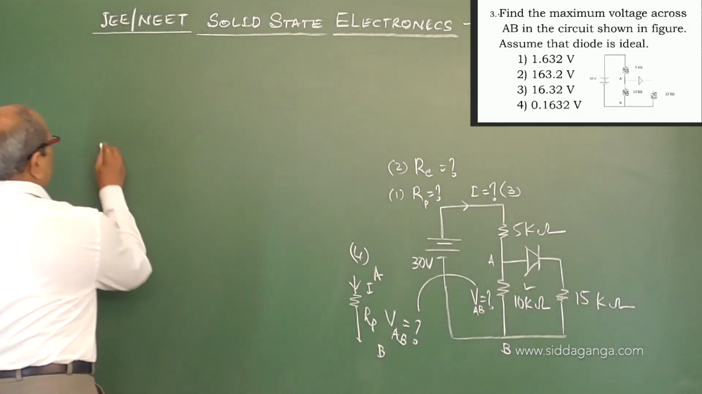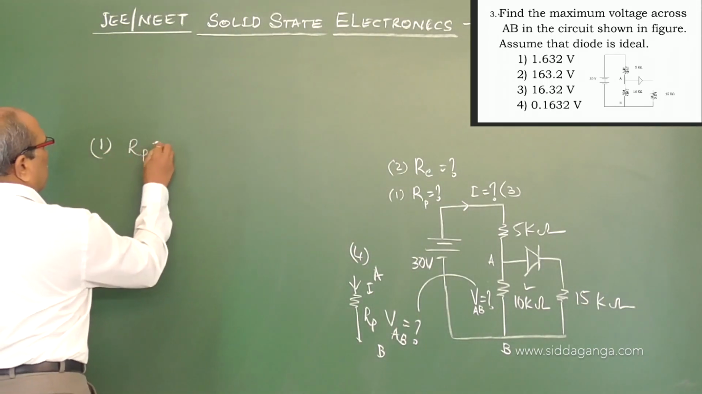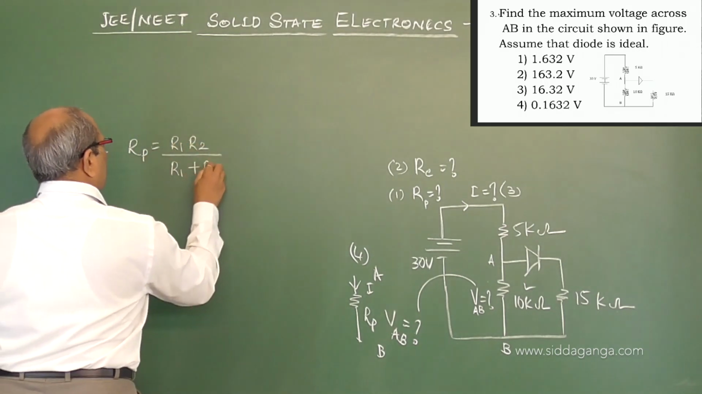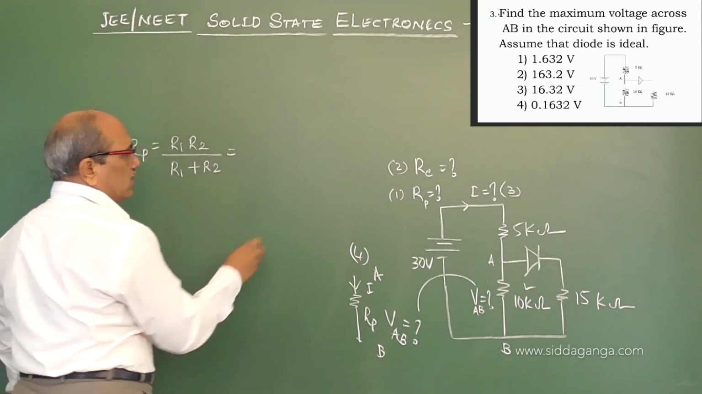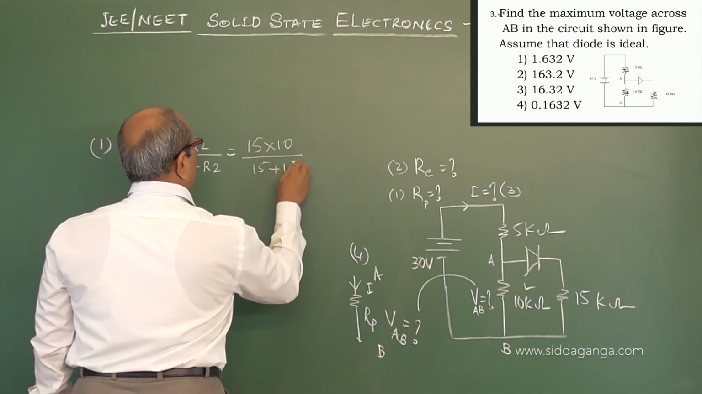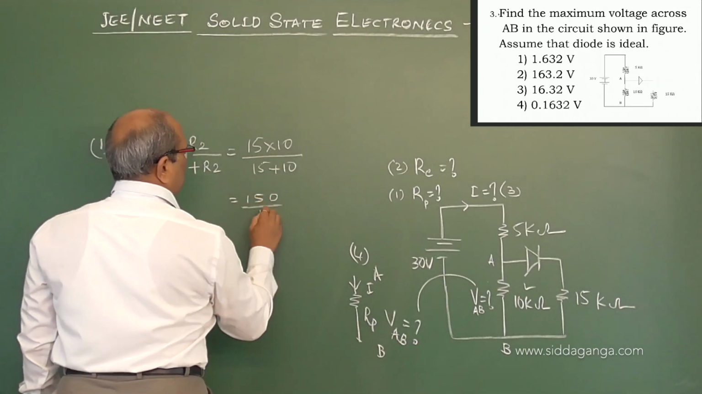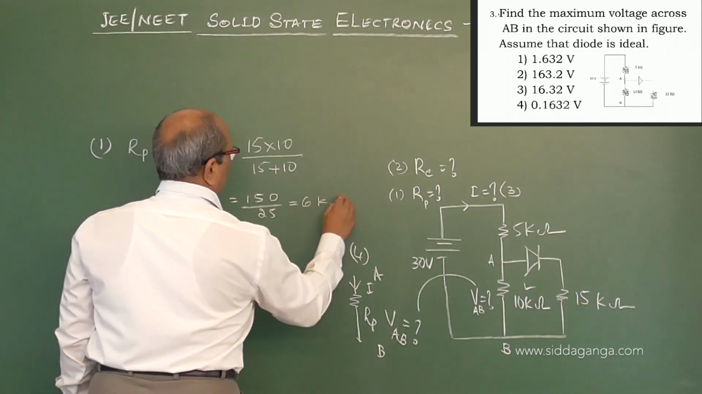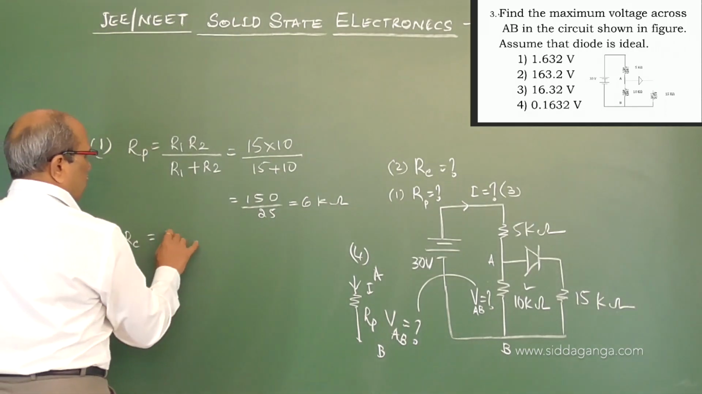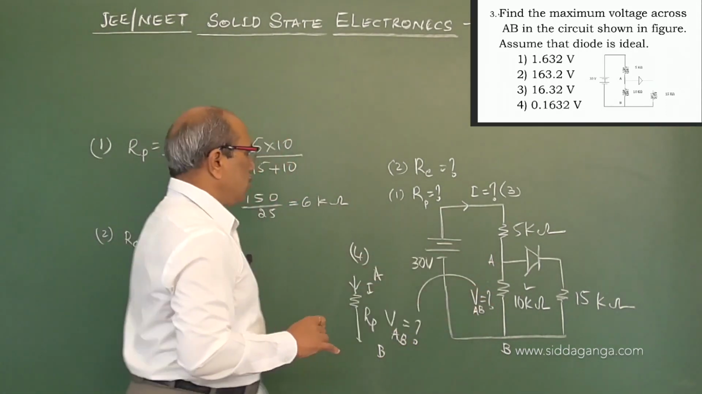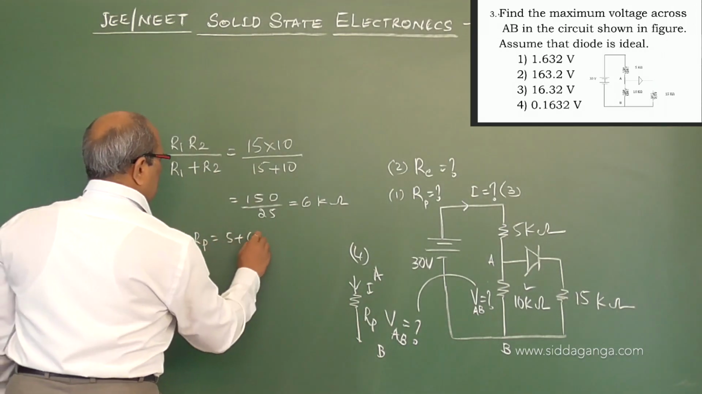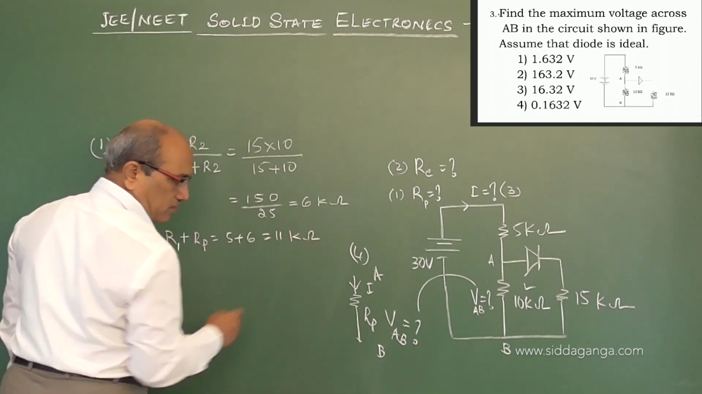So first we find out for this problem what RP is. In current electricity, if two resistors are in parallel, you have this relation. Keeping kilo ohm as it is, 15 into 10 divided by 15 plus 10. This is 150 by 25, which is 6 kilo ohm. The second step is R effective. Because these two are in series, R1 plus RP, 5 plus 6 is 11 kilo ohm.